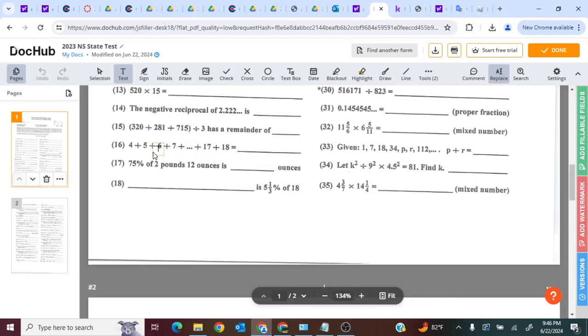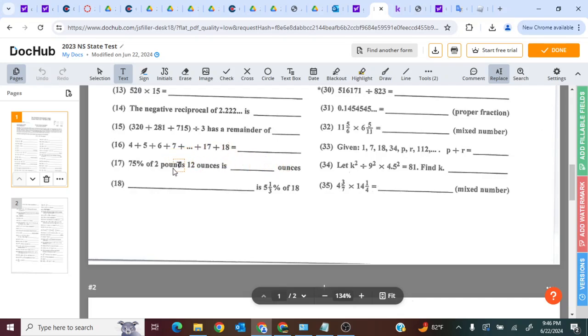Okay, sequence here. What you do is find the sum of the first and last, 22. Find the number of terms, so 18 minus 4 divided by your common difference of 1, all plus 1, is 15 terms. 22 times 15, all over 2. 11 times 15, 11's trick, 165.